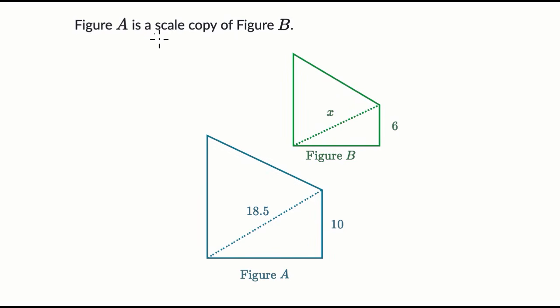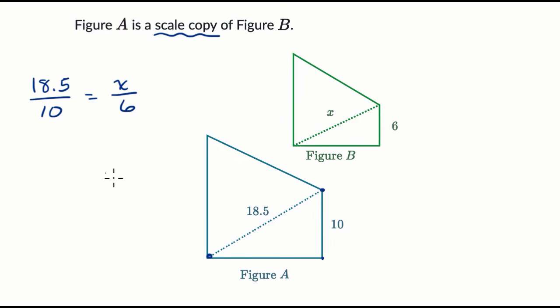Now, given that these are scale copies of each other, that means the ratio of corresponding sides would be the same, or any feature, say distances between points, would be the same. So for example, the distance between this point and this point, which is 18.5, the ratio of that to this side of length 10, would be the same as the ratio of the distance of length x to 6. So let's just write that out. We could write 18.5 is to 10 as x is to 6.